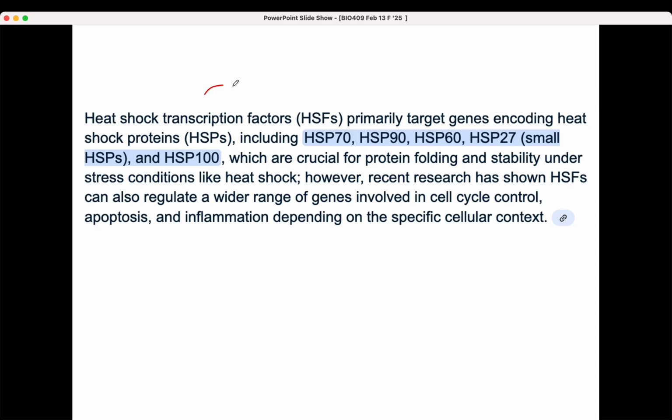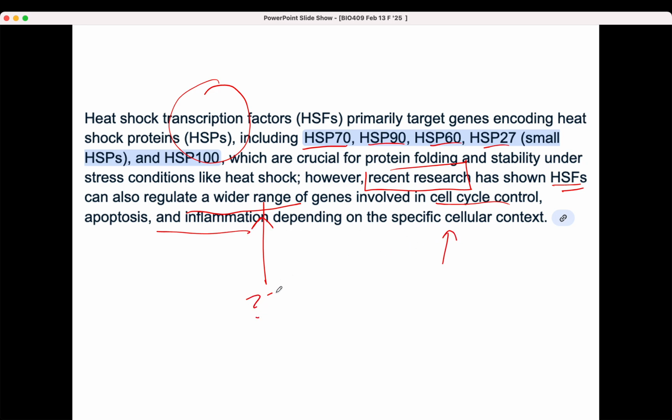So we found these heat shock transcription factors bind to the target genes of HSP genes, and they're just given names like HSP70, and we don't need to know those names. They're just several small HSPs and so forth. And they're involved in protein folding and stability under stress conditions like heat shock. Then it says this: recent research has shown that heat shock transcription factors also regulate a wider range of genes involved in really interesting stuff, but depending on the situation.